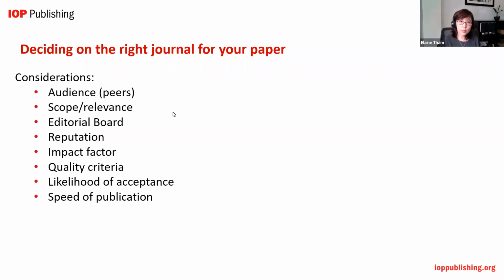What is the speed of publication? We know this is a very important consideration for researchers, especially early career researchers. Every IOP journal homepage will tell you the median time from submission to first decision, both before and after the peer review process. After acceptance, the average time from acceptance to online publication is less than 25 days.